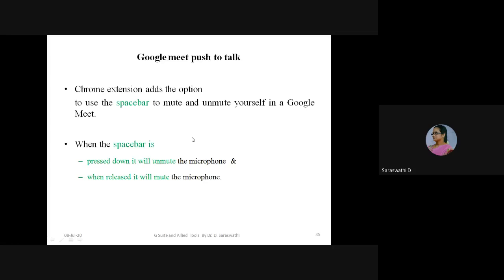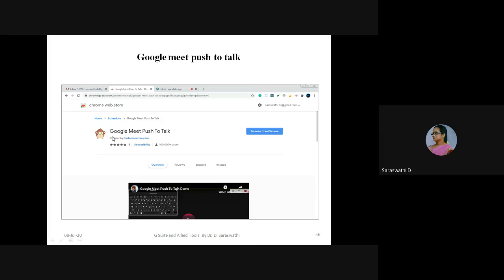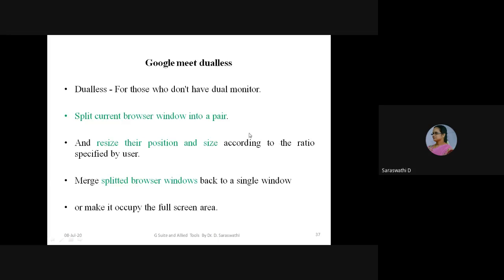And Google Meet Push to Talk. So when you are attending the meeting, if you want to mute and unmute the microphone, you have to use your mouse for muting and unmuting. Instead of using the mouse, you can use the space bar. When you press the space bar, it will unmute the microphone. When it is released, it mutes the microphone. So for that, you just use the Google Meet Push to Talk extension. You just add it into your browser. So just added, see the symbol. After installing, you can use the buttons.